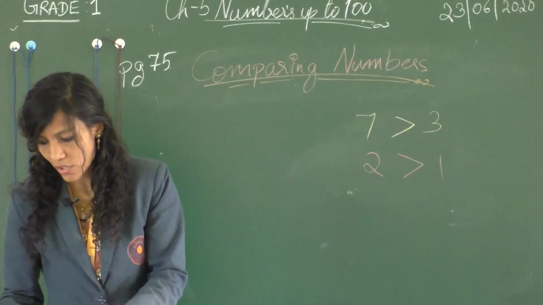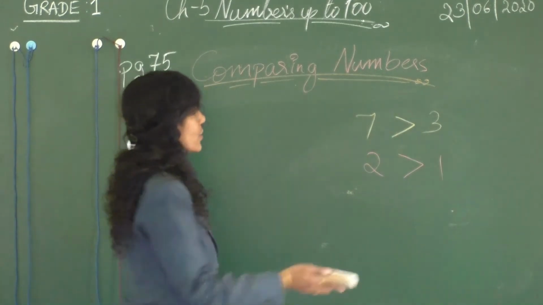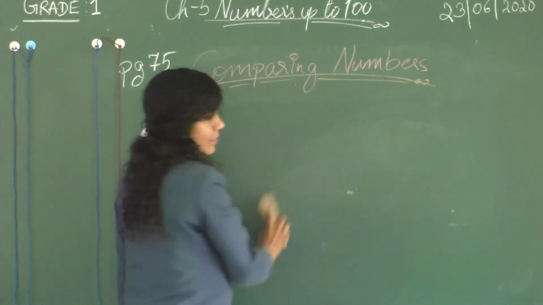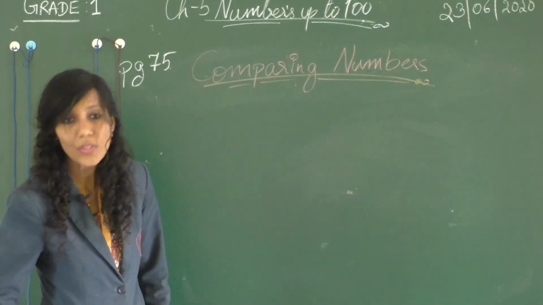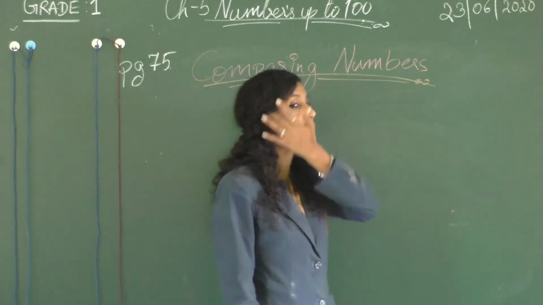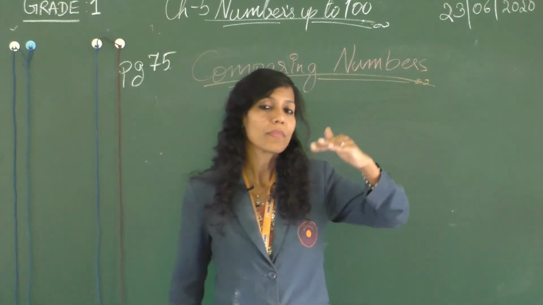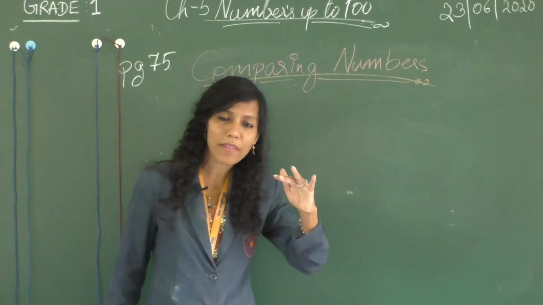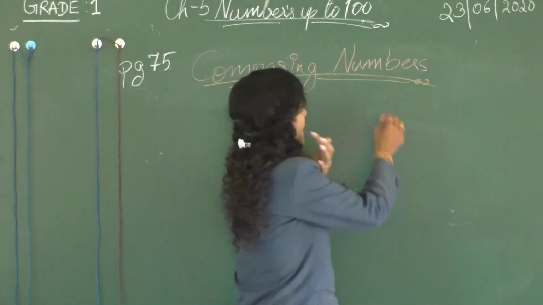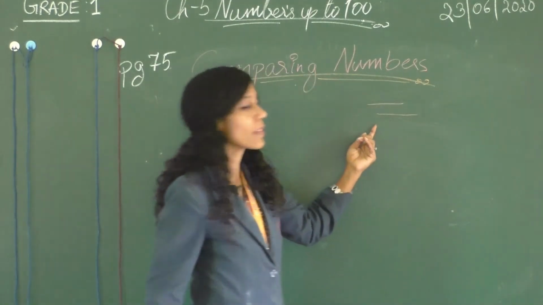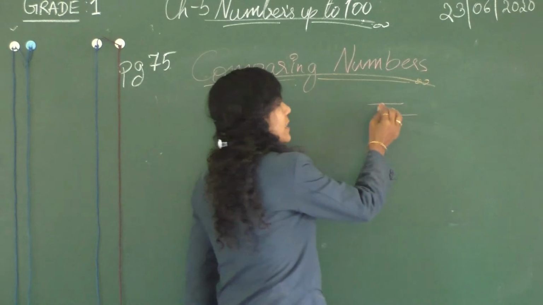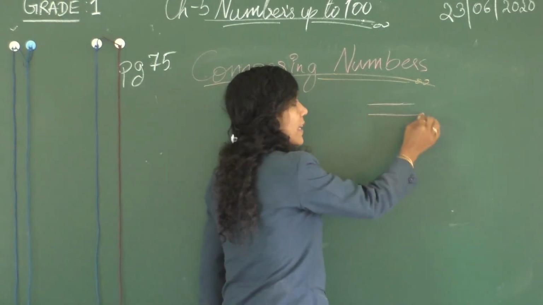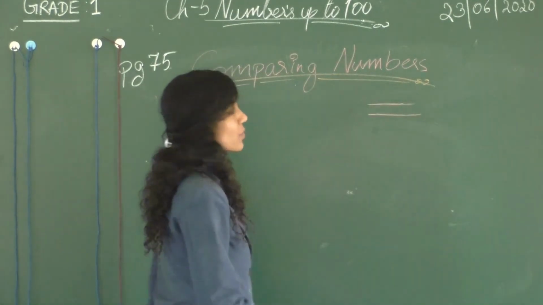Now going to the next concept of equal to. Here if both numbers are the same, both numbers are at the same level, then the sign which we put is this, 2 parallel lines. One line goes here, one line goes down. Equal to.